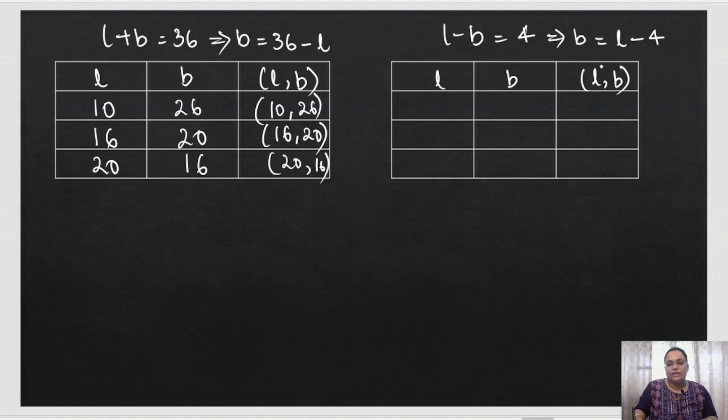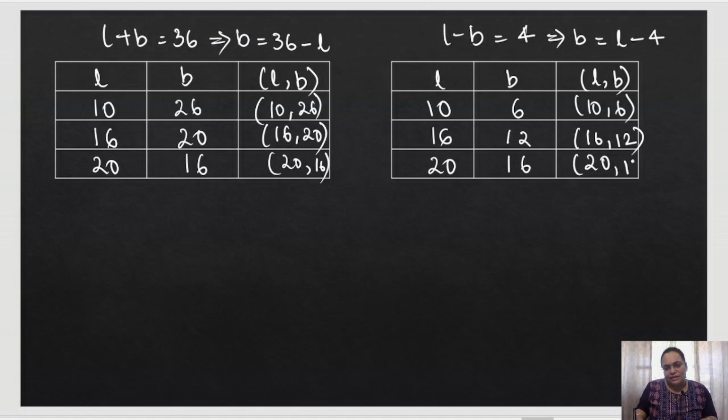Okay. Now let us do it for the next equation. If you take L is equal to 10, 10 minus 4 is 6. The points will be 10 and 6. If you take L is equal to 16, you will get 16 minus 4, which is 12. The points are 16 and 12. And if L is equal to 20, you will get 20 minus 4 is 16. So the points are 20 and 16.